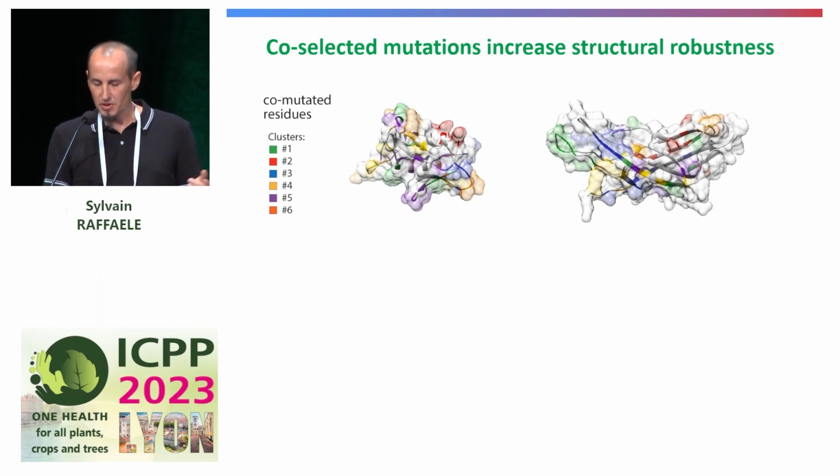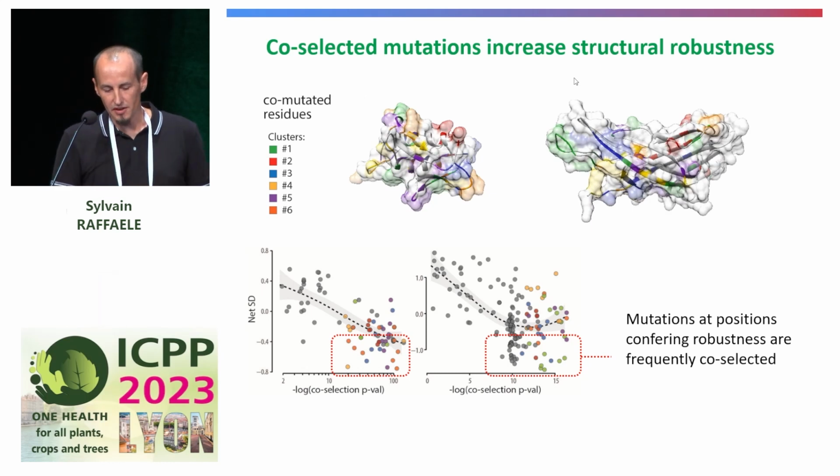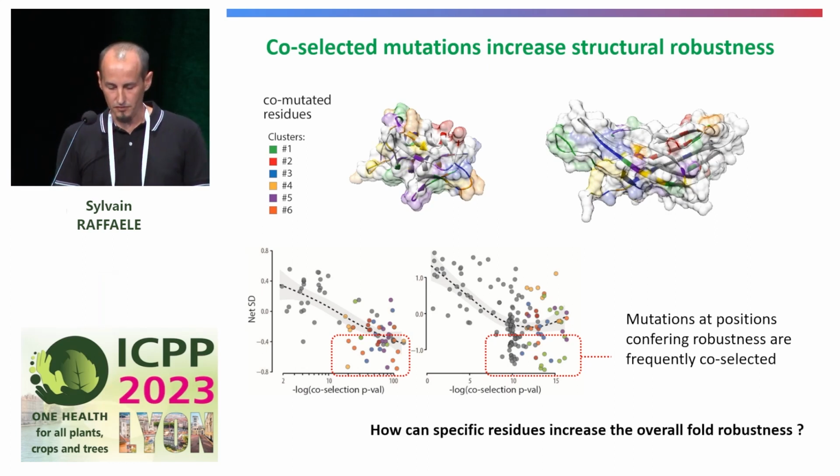So that could be consistent with compensatory effects. And more interestingly, we could find that the mutations that contribute to robustness of the structure, so that have these negative values of structural deviation, they tend always to be the ones with high probability of co-occurring with others. So these are the ones here. So the mutations that confer robustness to the structures frequently are co-selected with all the others.